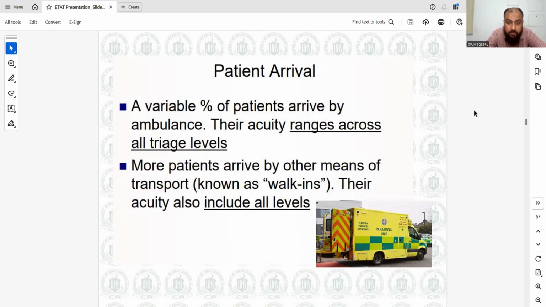Patient arrival: a variable percentage of patients arrive by ambulance. The severity ranges across all triage levels. More patients arrive by other means of transport, known as walk-ins. Their severity includes all levels.